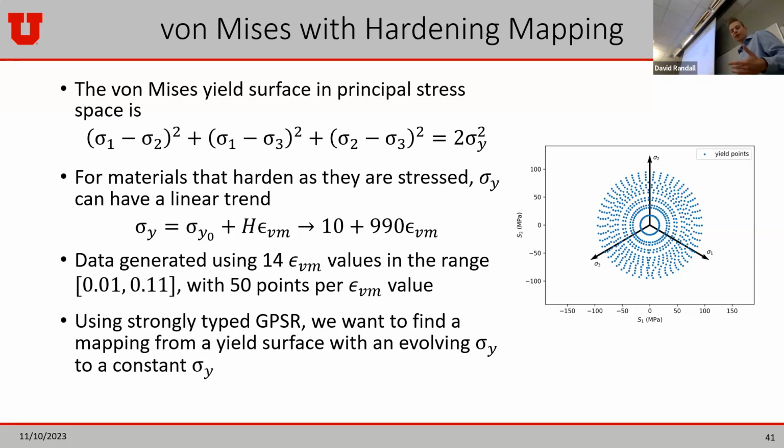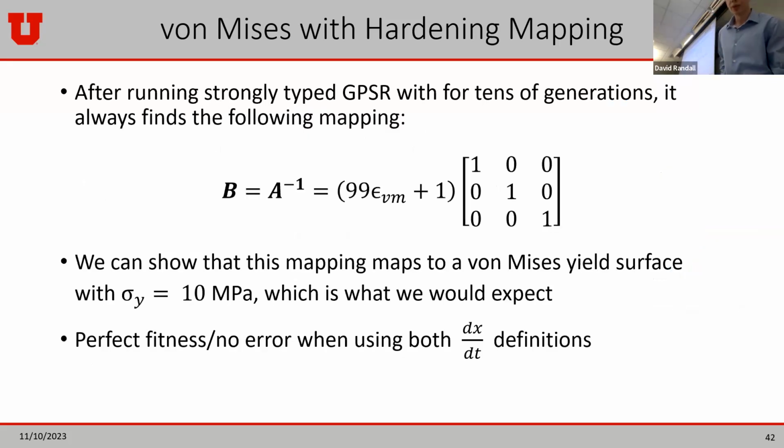So we generated 14 of these expansion values with 50 points per value, and then used strongly typed GPSR to try to map all of these von Mises values down to a singular cylinder. When doing this, strongly typed GPSR is able to recover a mapping that you can find algebraically. So this has no error because we don't have noise, and it maps to a static von Mises yield surface with a radius that I'll show here.